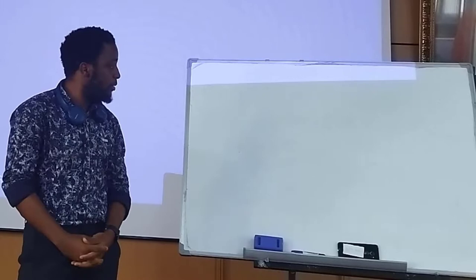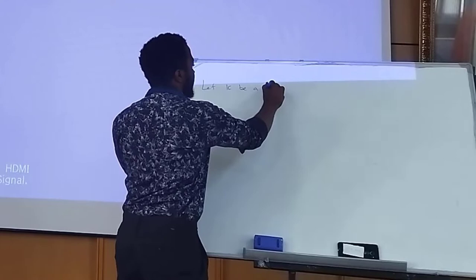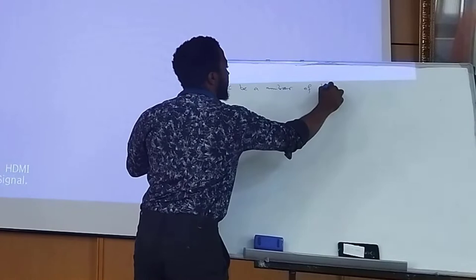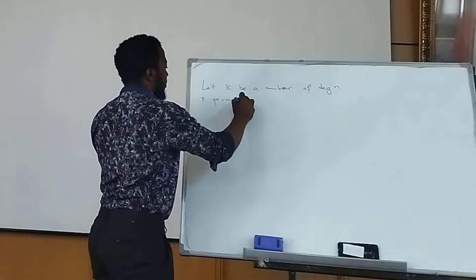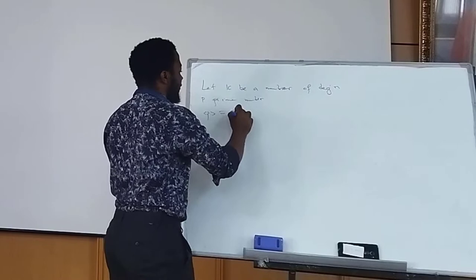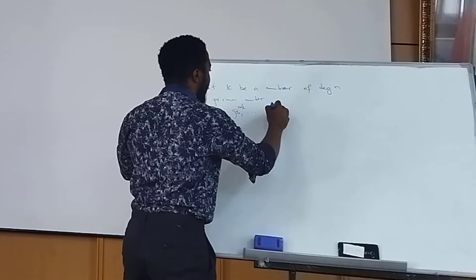So let K be a number field. A number field means a finite extension over Q, of degree n. Consider P a prime number. It is well known that the ideal generated by P can be written as a product of prime ideals of K, beta 1 to the power alpha 1 up to beta k to the power alpha k.